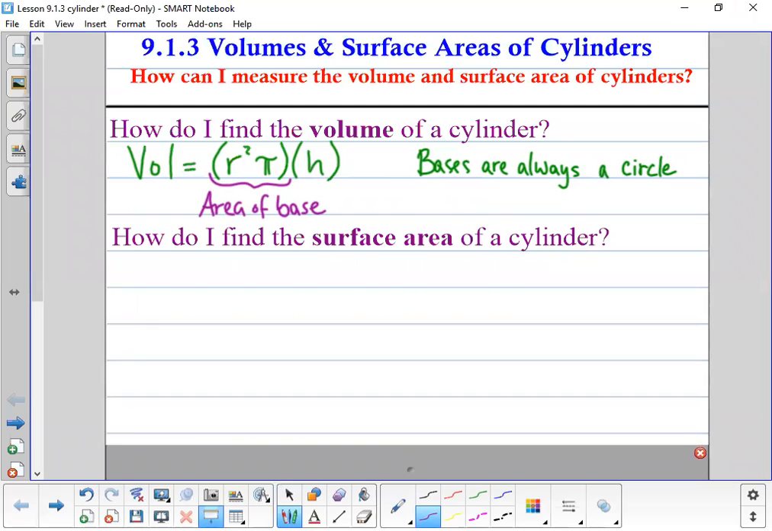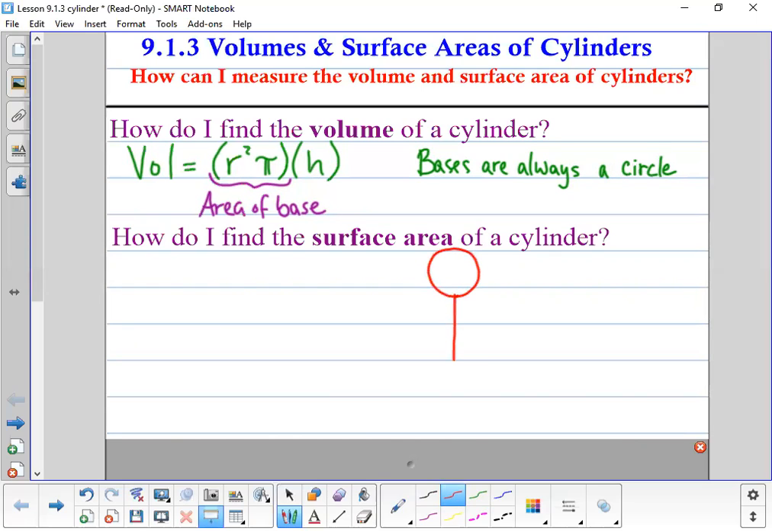Now, when it comes to the surface area of a cylinder, if we were to take that cylinder and chop it up a little bit so that we have our base, cut the circle off, cut down the height, and then cut the bottom circle off too, this is what our cylinder would end up looking like. And when we're finding the surface area, we want to add up all of the areas that create that surface. So if it was a can, all of the areas of the can.